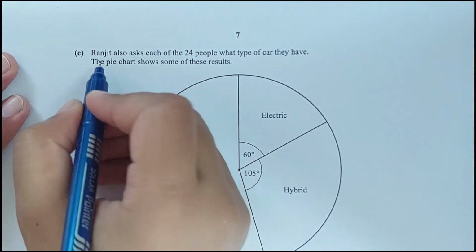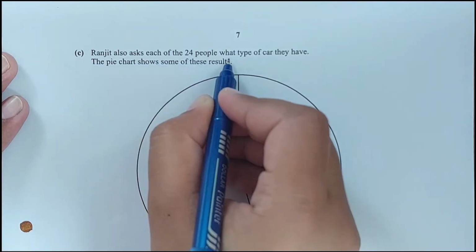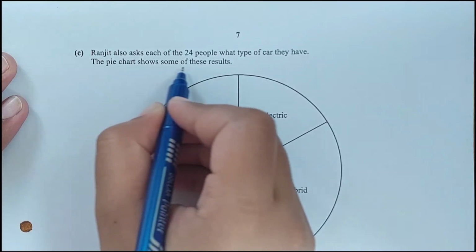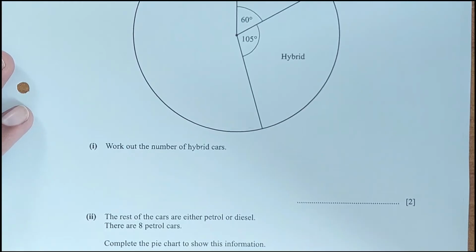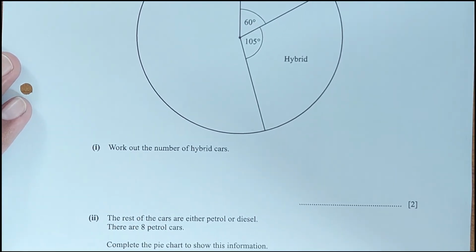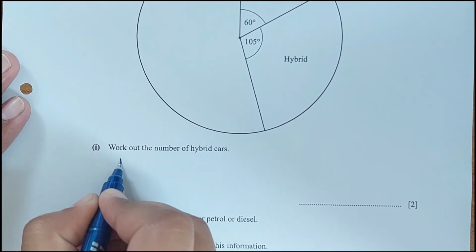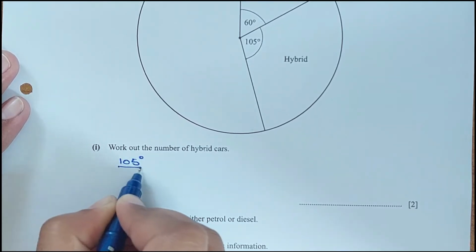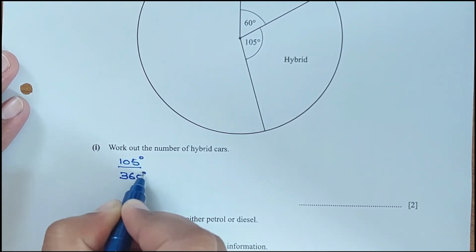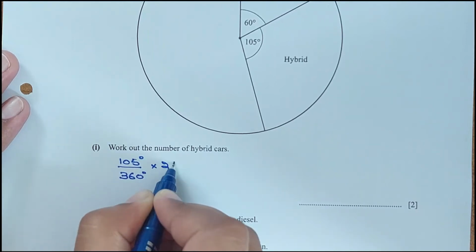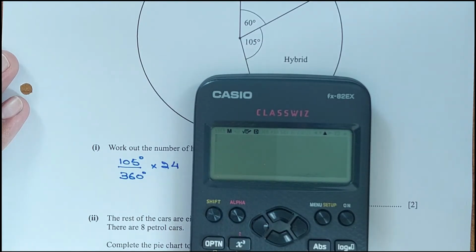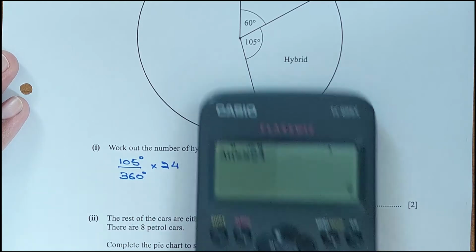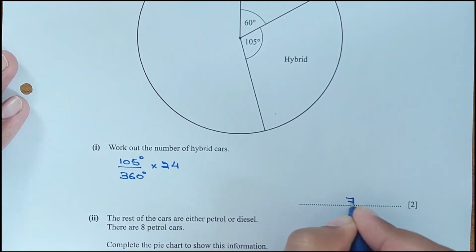Now for part C, Ranjit also asked each of the 24 people what type of car they have. The pie chart shows some of these results: electric car, hybrid car. Number 1, work out the number of hybrid cars. Okay, how many hybrid cars? 105 degrees out of 360 degrees times the total 24, right? So we have 105 divided by 360 times 24, so 7 cars are hybrid.